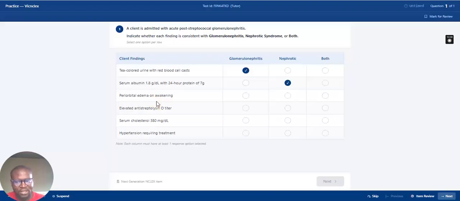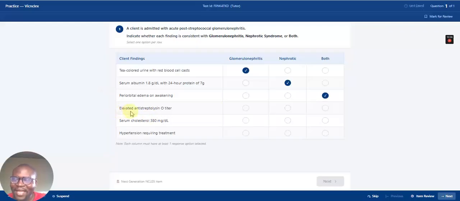Periorbital edema on waking. Take note. What do we say about edema when it comes to glomerulonephritis? We say we're going to see periorbital edema. So there's edema, but it's periorbital, right? In nephrotic syndrome, what do we say? We say we're going to see edema that is generalized, anasarca. That means all over the body, both in the eye and the rest of them. So we are seeing edema in both conditions, so we're going to have periorbital edema in both conditions. Are you following? Now, let's continue.